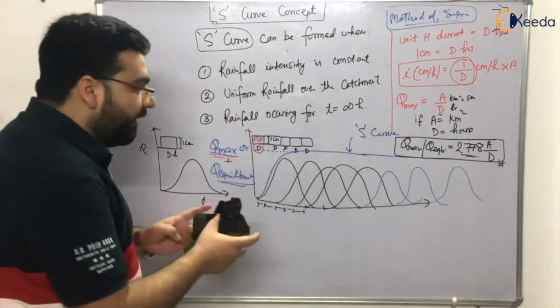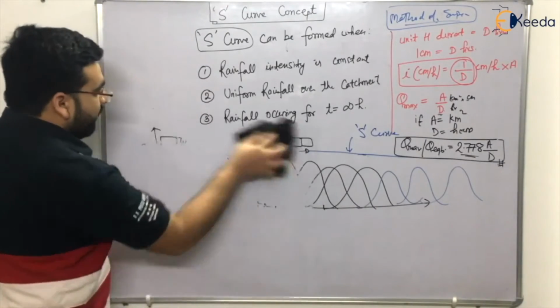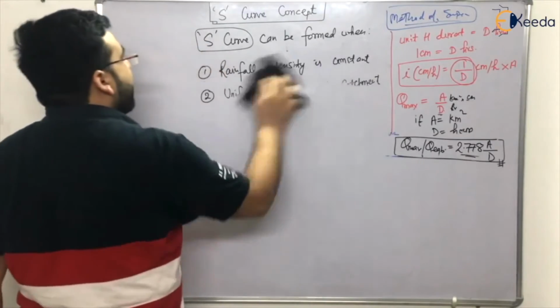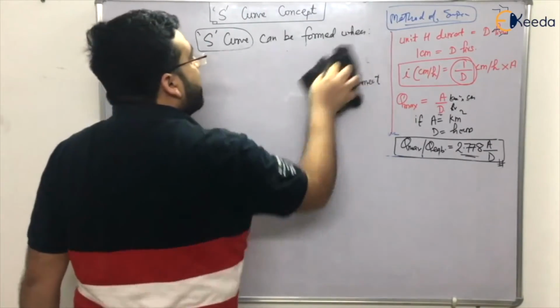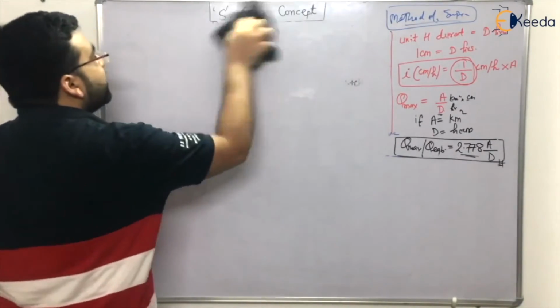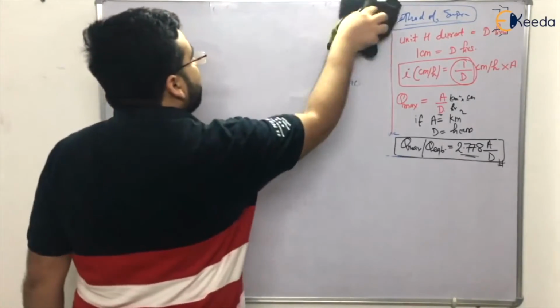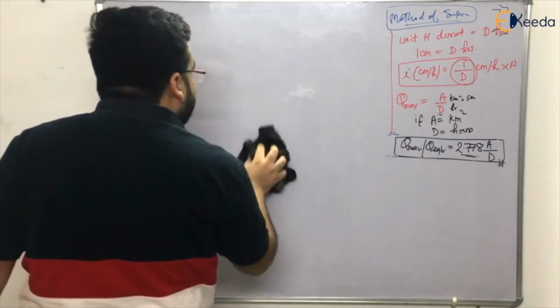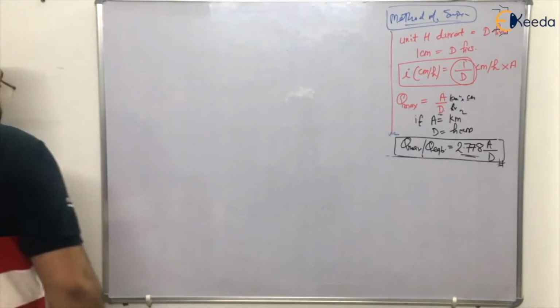So what is the S curve? You have understood, right? So now let me rub this first of all. This is one method where, if you are given some area of that particular catchment in kilometer square, and you are also given the time interval for a particular rainfall in hours, you can directly apply the formula and get the answer for Q max or Q equilibrium, right?